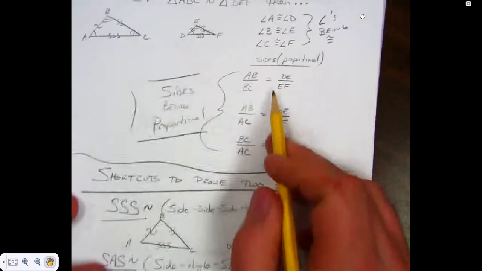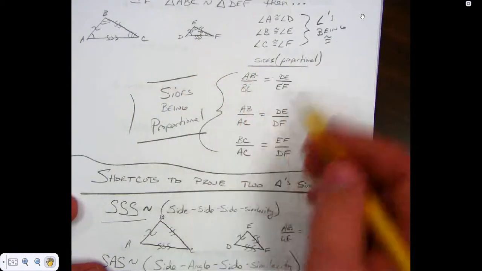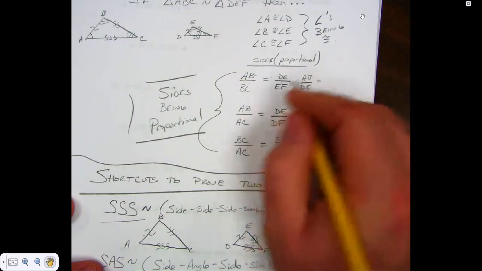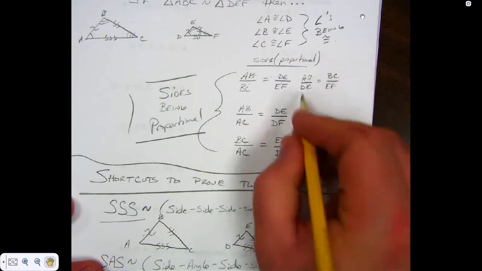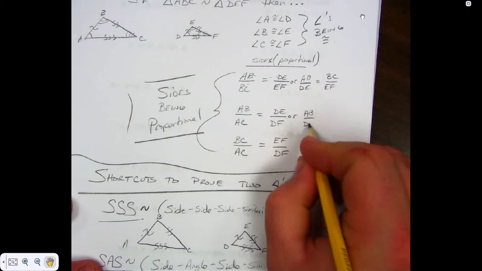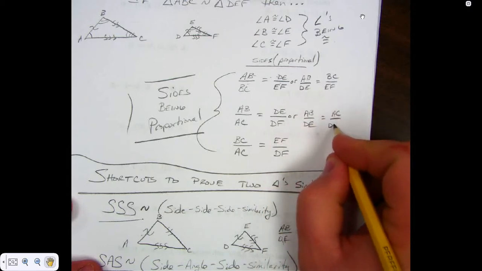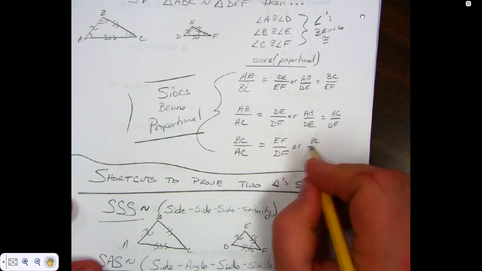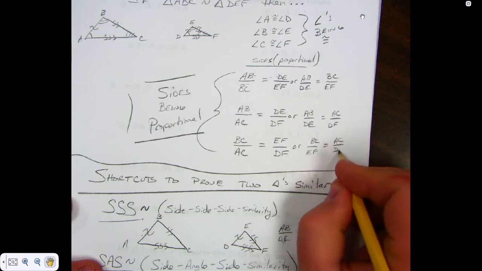Here I put them what? AB corresponds to what? DE. So I put them beside each other. I could have also written this as AB over DE is equal to what? BC over EF. Or here I could have written this as AB over what? Equals AC over what? Or I could have written this one as BC over what? Equals AC over DF.